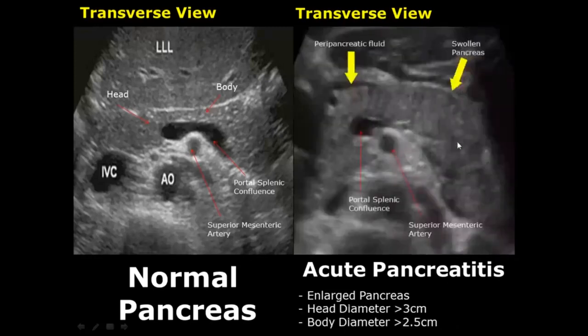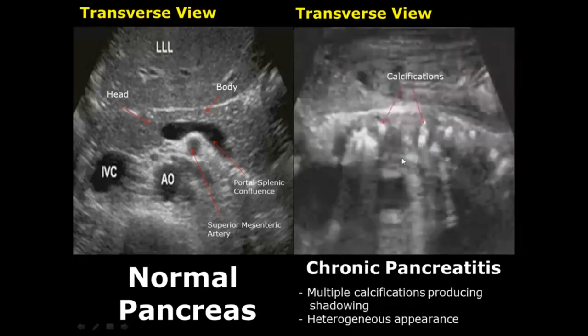Here you can see the pancreas is enlarged. If the diameter of the head exceeds 3 centimeters, and if the diameter of the body exceeds 2.5 centimeters, it is a sign of pancreatitis, and it has an overall heterogeneous appearance, and peripancreatic fluid is also noted here.